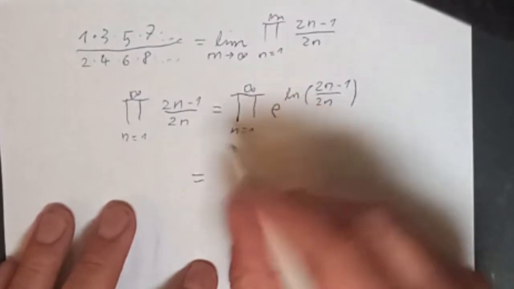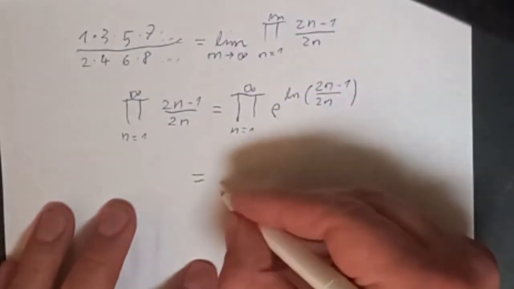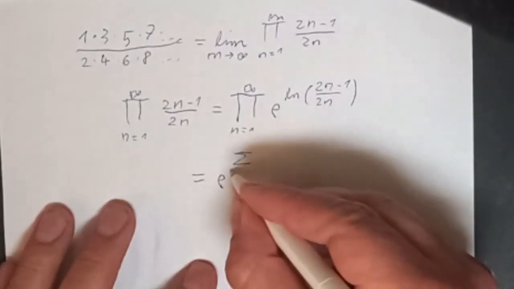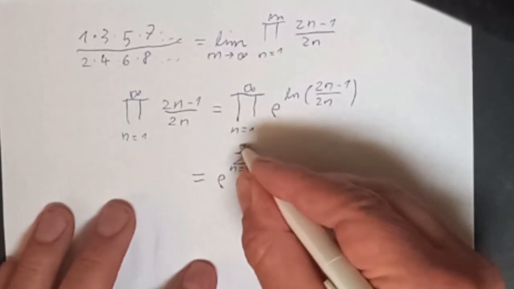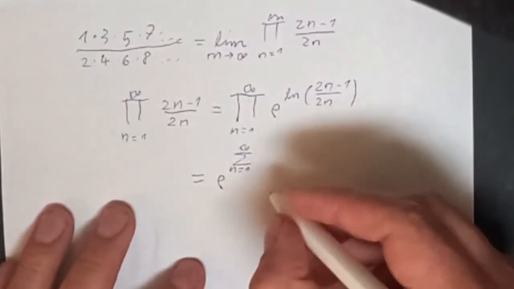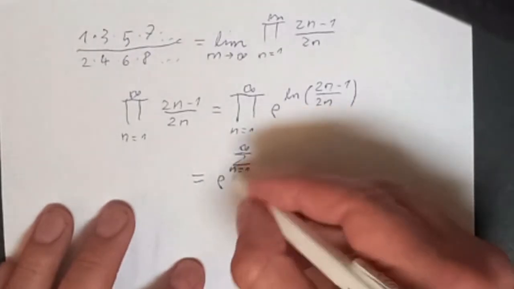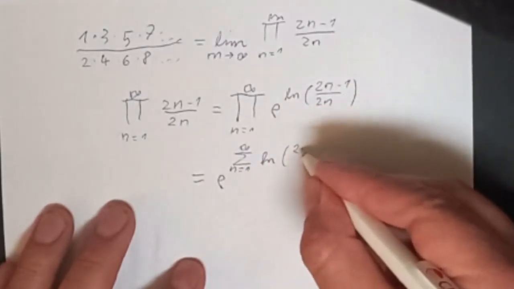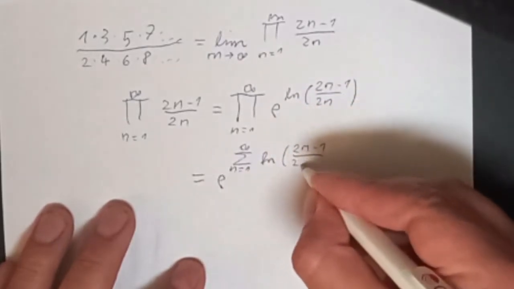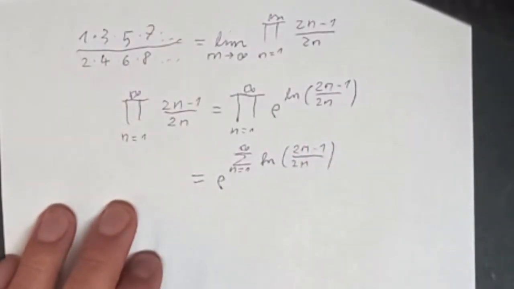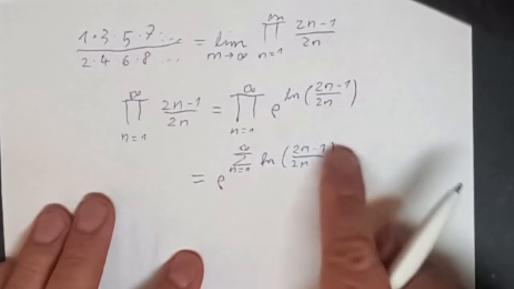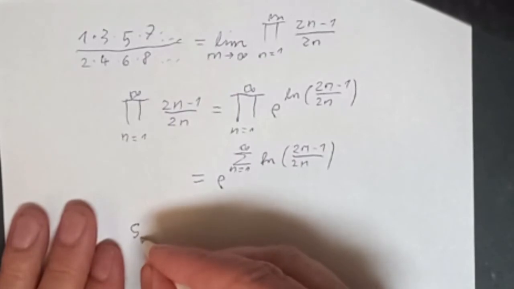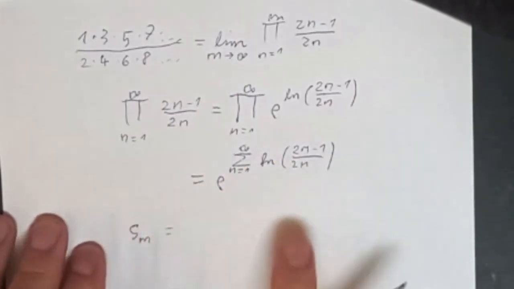And we know this is e to the sum from n equals 1 of the logarithm of 2n minus 1 over 2n. Okay, and what we will do is to look after that. This is a sum, S_n, or the limit of a sum.